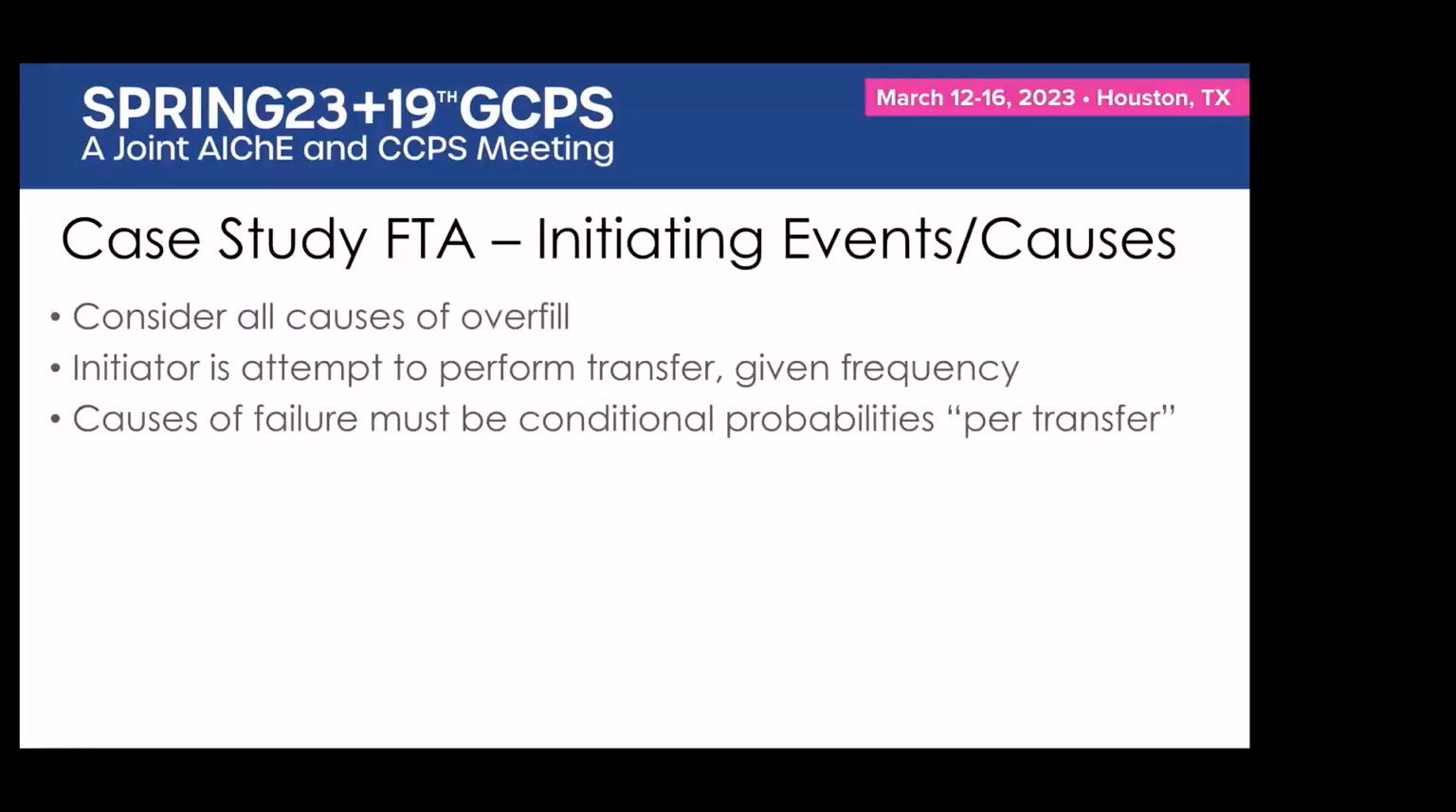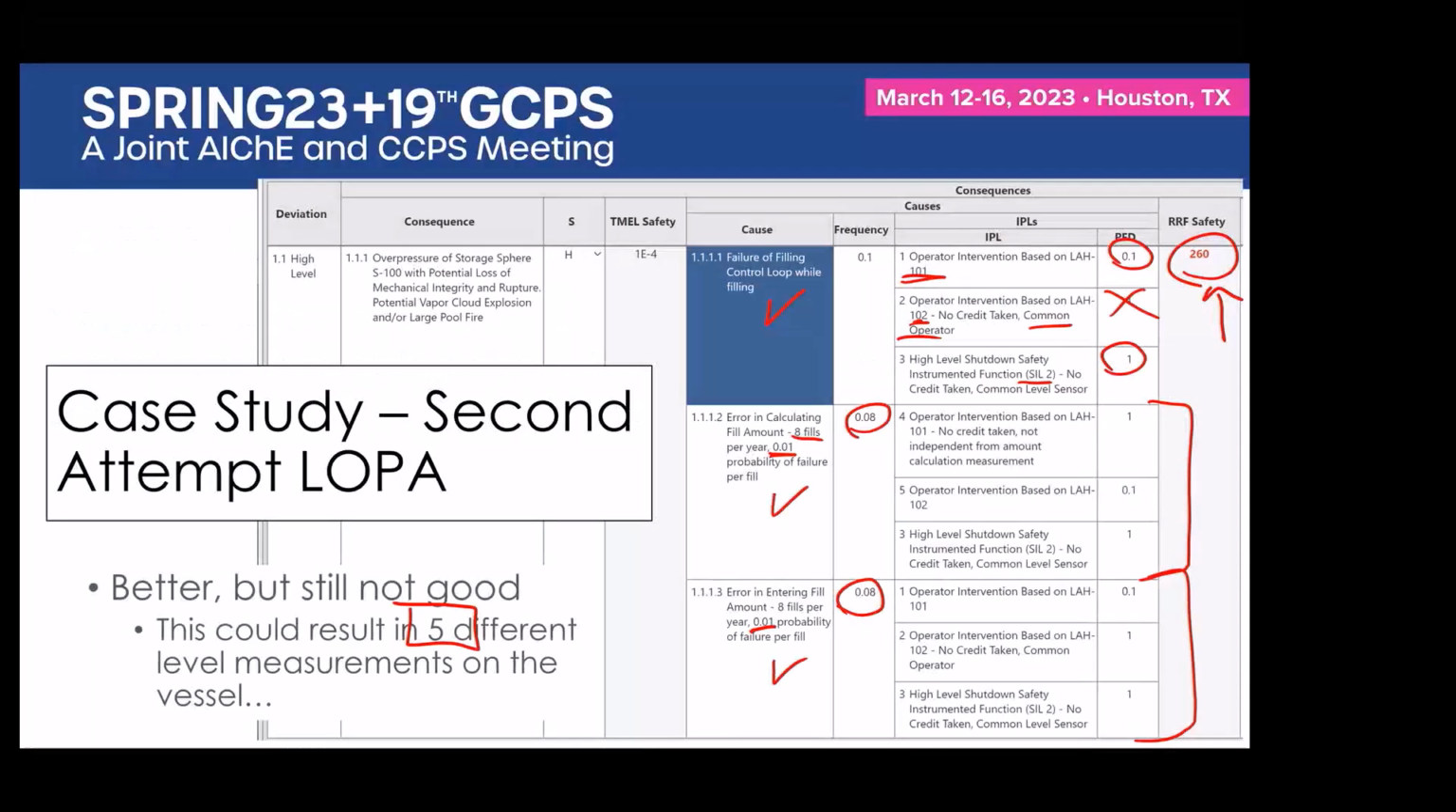Hey, Ed, excuse me. We got a few questions out there. Sure. If there were multiple control loops still part of the same BPCS controller, would the initiating event frequency still be capped off at 0.1?